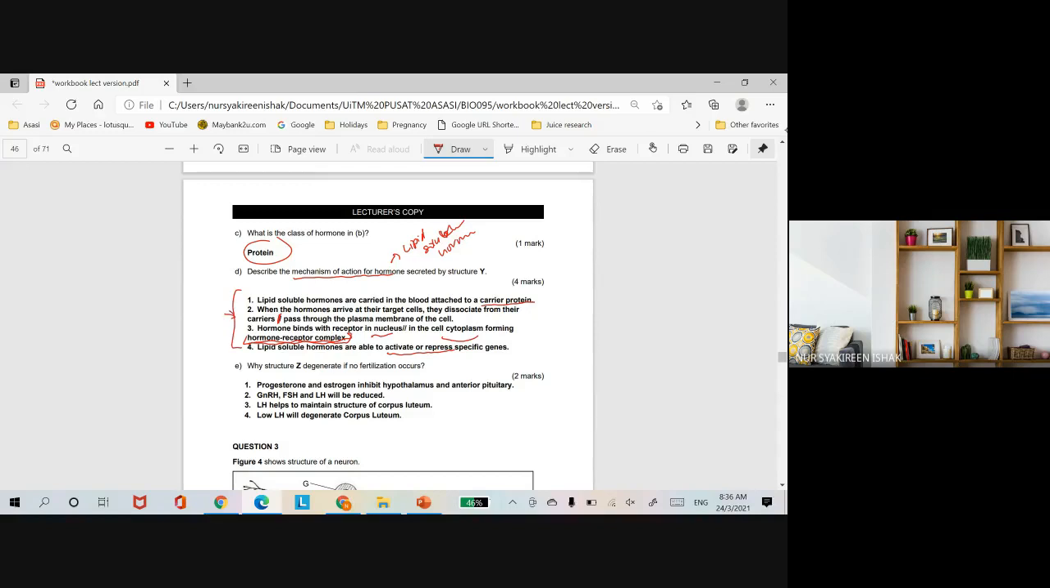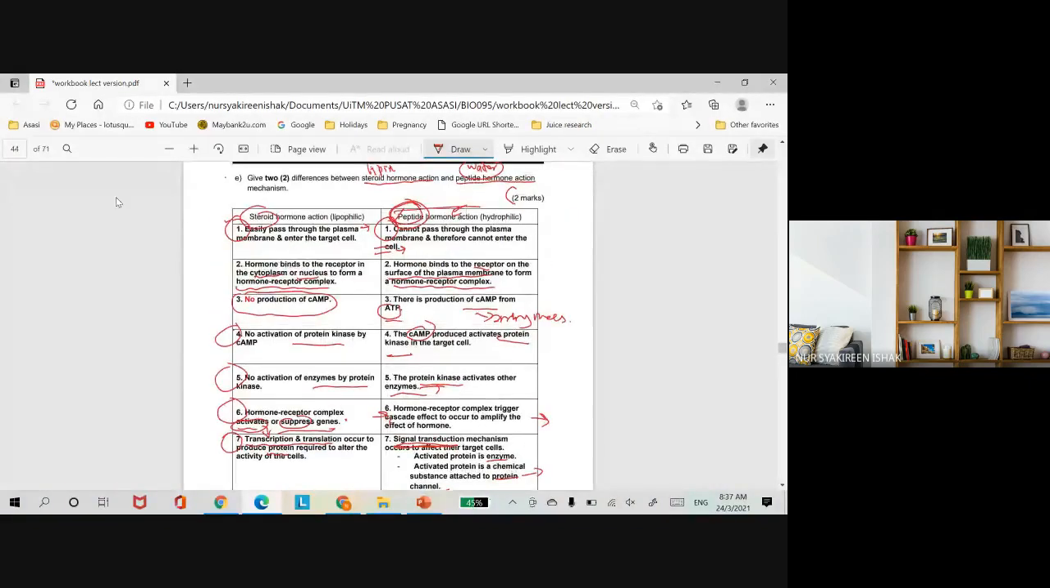So kalau dalam exam, kalau disuruh tulis mechanism of action for water soluble hormone or lipid soluble hormones, the range of marks is either 3 or 4 marks. So you have to know how the two mechanisms work, water soluble hormone and lipid soluble hormone. Kalau awak ada note point-point ni, point yang pertama, kedua, ketiga, keempat, boleh lah. In transduction ni pun penting untuk awak mention.